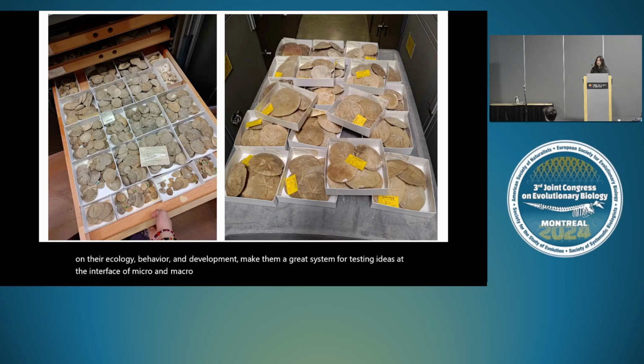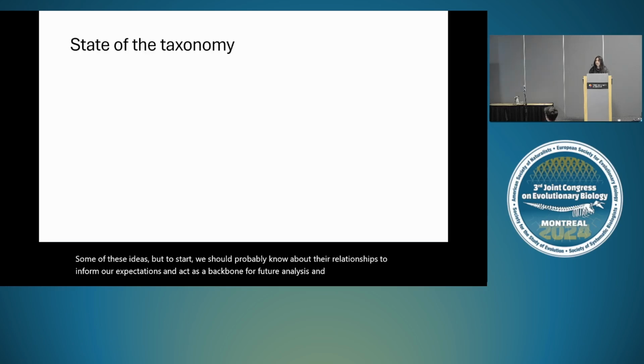So for my PhD, I'm hoping to get at some of these ideas, but to start, we should probably know about their relationships to inform our expectations and act as a backbone for future analyses. And unfortunately, phylogeny for them didn't really exist yet, and as it stands, the taxonomy of Dendraster is kind of stale. The last treatment was by Rich Moy in 1997, and only looked at the 3 living species, and called for the inclusion of the fossil taxa, which is maybe 10 or so species, in future analyses to better understand the history of this group.